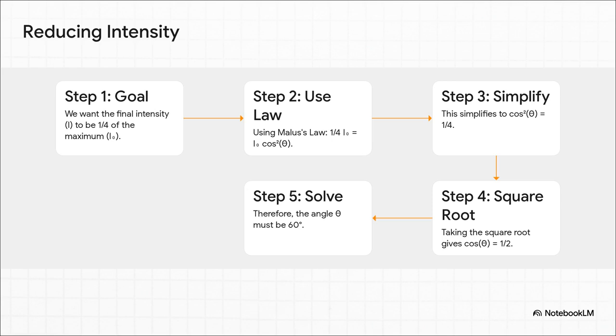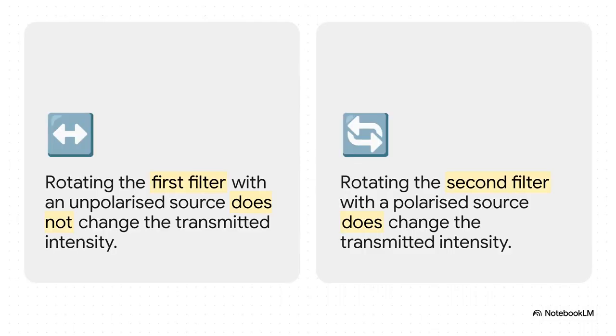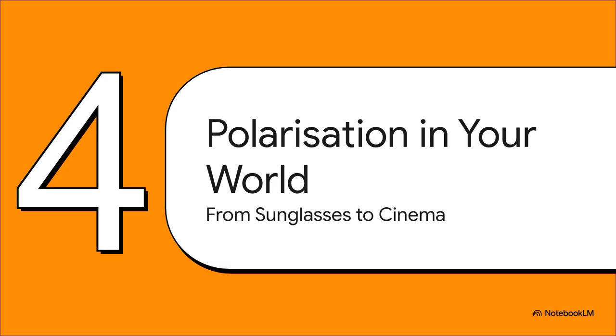Okay, this is a super important point, and it trips a lot of people up. If the light coming in is unpolarized, that chaotic, messy stuff, then rotating that first filter does absolutely nothing to the brightness. It doesn't matter what angle it's at, it's still just going to block half the light. The angle only starts to matter for the second filter because it's working with light that's already been organized into a single plane. So this whole thing isn't just a neat trick for physics class. This property of light is used all over the place, in technologies you probably use every single day.